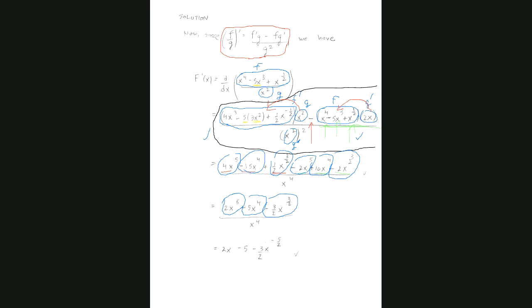And we can even do a little bit better than that. We have this x to the fourth in the denominator. Let's divide it through. And when we do that, we'll get our final answer for our derivative of this quotient. The derivative of the quotient is going to be 2x minus 5 minus 3/2 times x to the negative 5/2 power. Okay, that's what big F prime of x is.